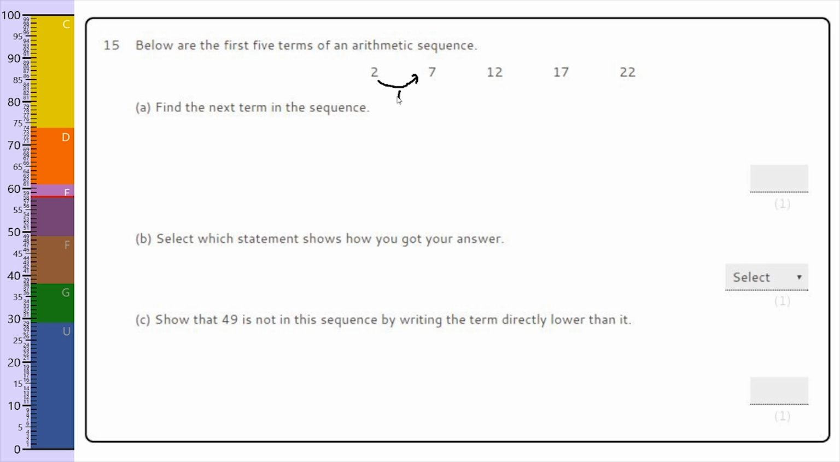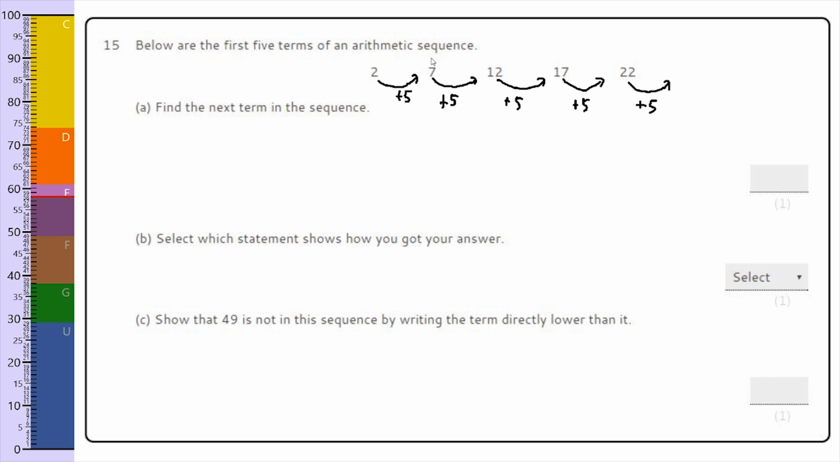To get from 2 to 7, I plus 5, and I normally just check it a few more, so yep, still plus 5, yep, still plus 5, okay, and why not, I've done it this far, so plus 5 again. So to get to the next term, I'm just going to add 5 to that.